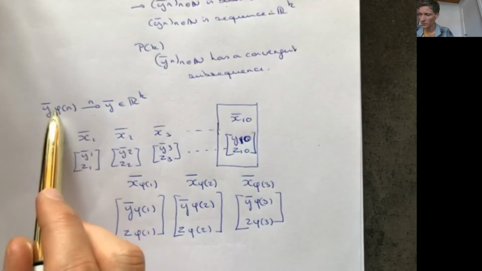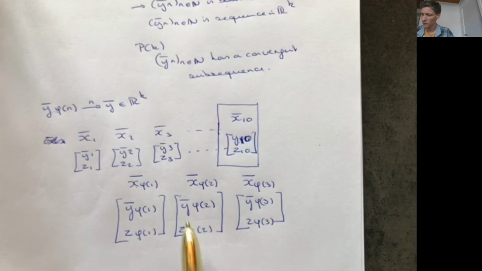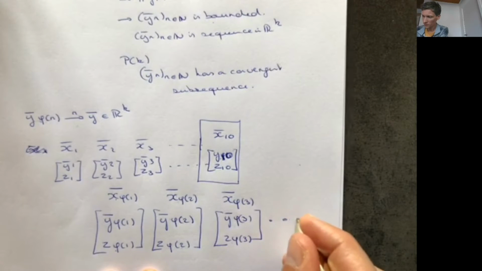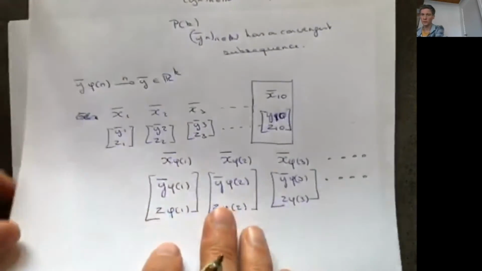If phi 1 is 10, then I look at also a z10, and together this makes x10. If phi 2 is, for example, 20, then I can look at the z20, and y20 and z20 make x20. If phi 3 is, for example, 100, then I look at the z100, and y100 and z100 make x100, and so forth. So this is the sequence that we're going to continue working with.